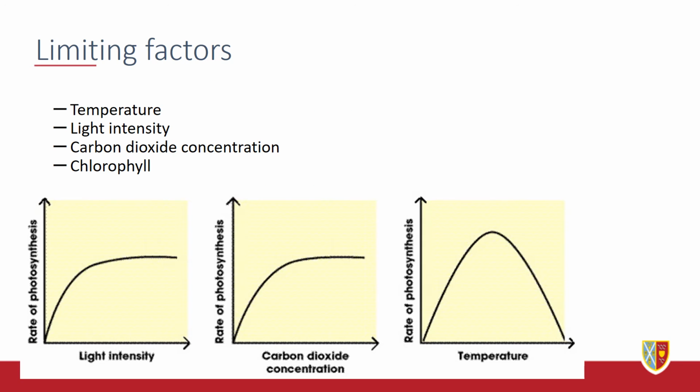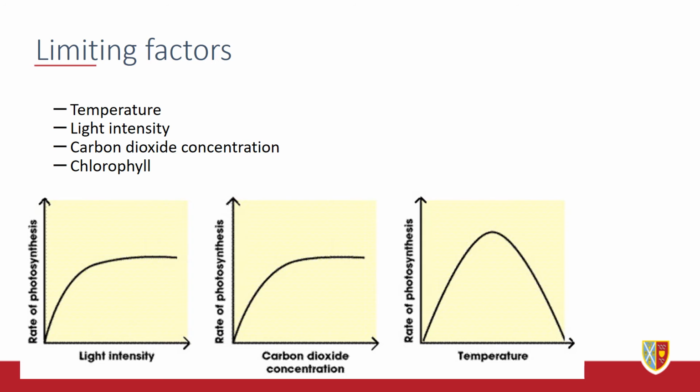So there are 3 limiting factors of photosynthesis that you are meant to know about. Technically, there's 4. The 4th one we'll talk about in a second as to why it probably shouldn't really change. Temperature, light intensity, and carbon dioxide concentration all affect the rate of photosynthesis.